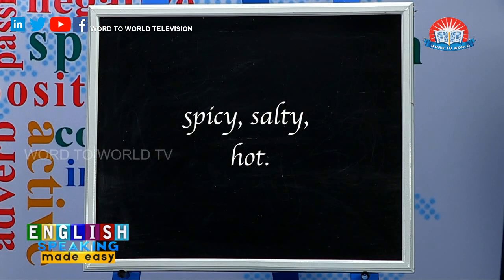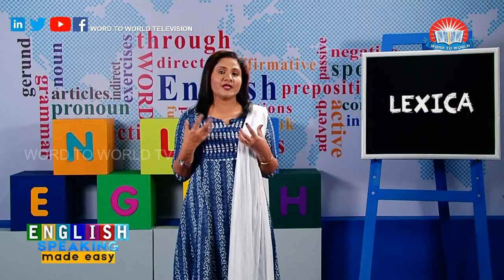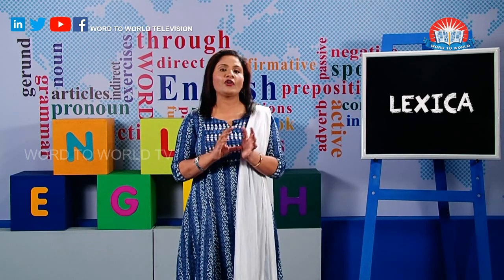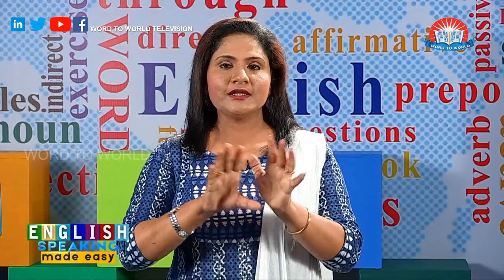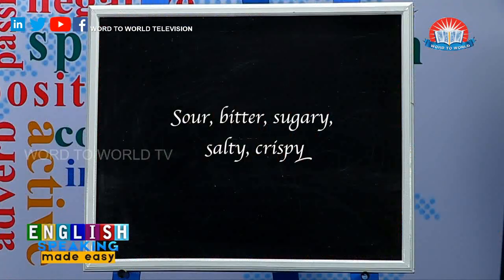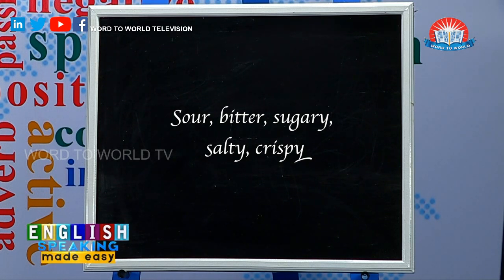Then of course, we have those simple words like spicy, salty and hot. Hot is often used both with heat, I mean a food is piping hot, or it can also mean when it's very spicy, it's got lots of chilies in it. So, we say it's very hot. Okay? And spicy and hot are often used together. These basic words I am sure are quite familiar for you. The words sour, bitter, sugary, salty, crispy.